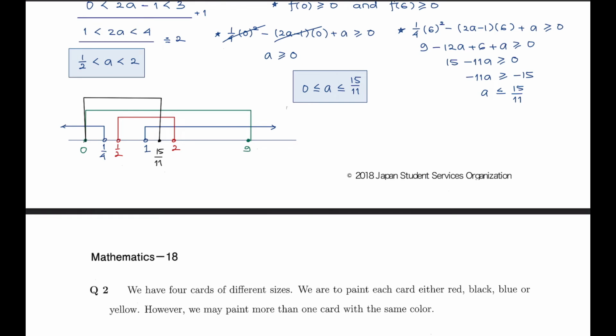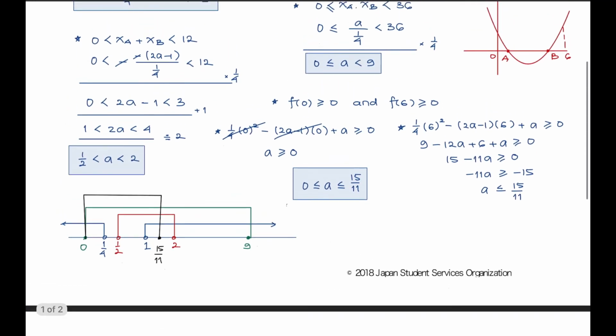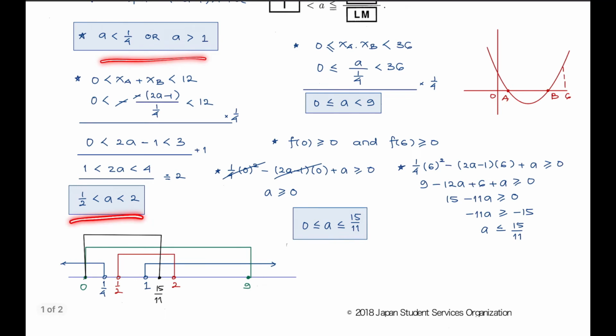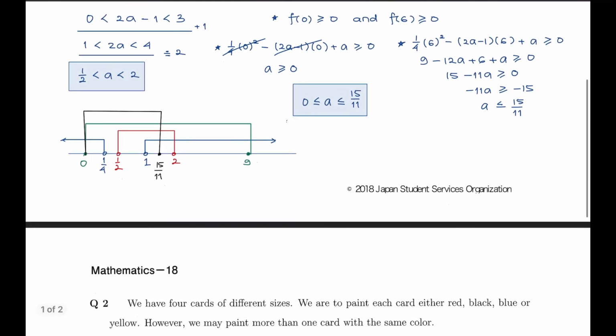Okay. If you see from this number line, we can see that the region which is satisfied by those 4 inequalities is here. That's the region satisfied by those 4 inequalities. Then this is our final answer.